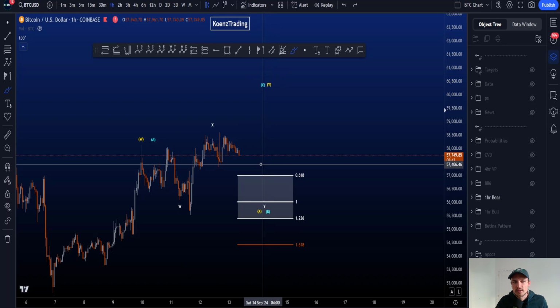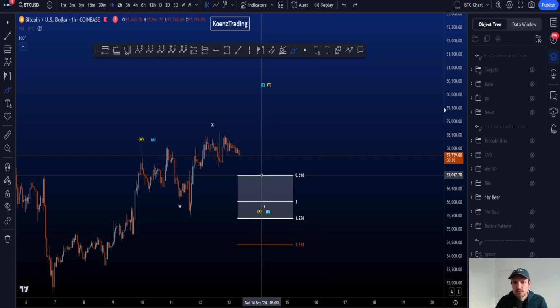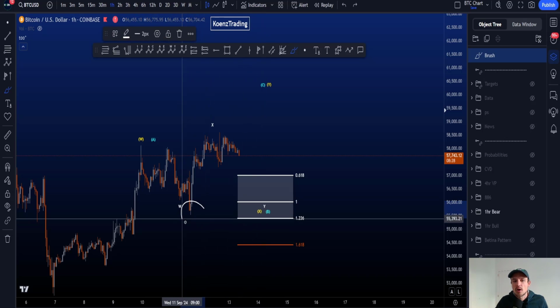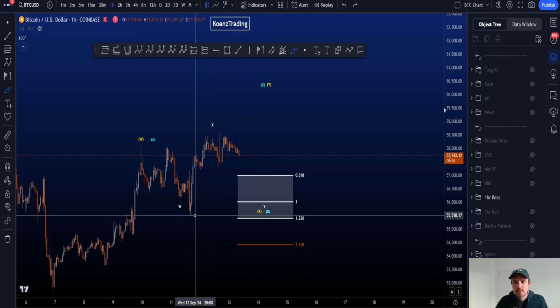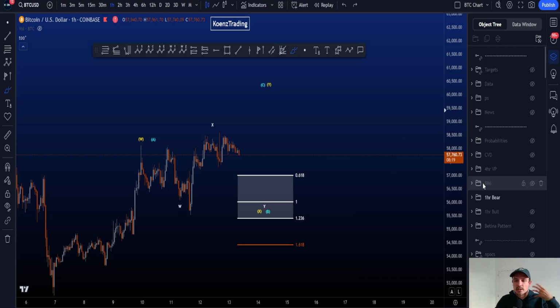Now your target area here is between the 0.618 and the 1.236, which is between 57k and 55.4k. The main difference between this scenario and the leading diagonal is that in this scenario you are allowed to take this low here at about 55.5k, but also in both of these scenarios we are still looking for more upside to come.